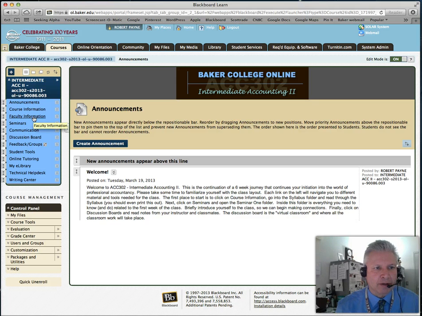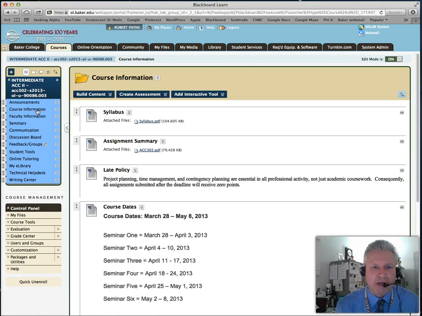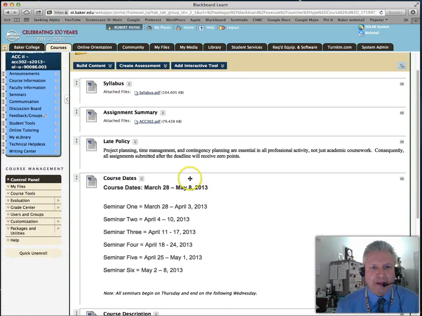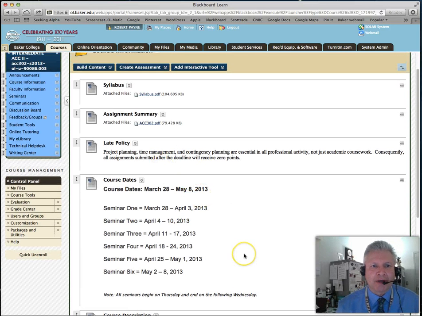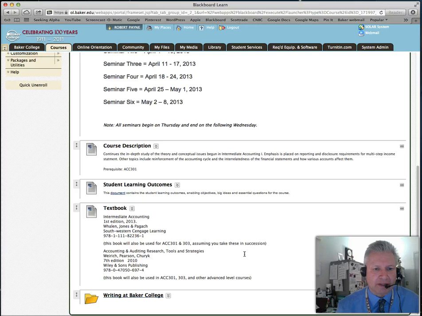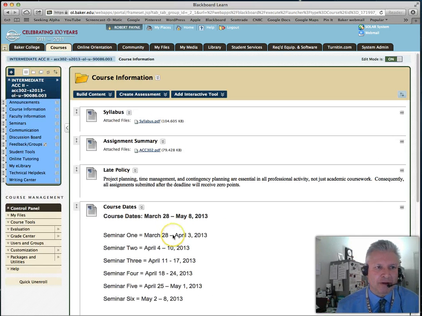So let's just go through a little bit of information here along the side. Course information, it's the same information that you needed before. There's the dates of the class. There's my late policy. Pay attention to that. That's kind of important. Syllabus and assignment summary are there for you. Course description. Textbooks are exactly the same. It's what you used. You will use that for the second class, this 302. You will also use it for 303, and this accounting and auditing research tools and strategies book you actually use for probably three or four courses beyond this sequence of intermediate.